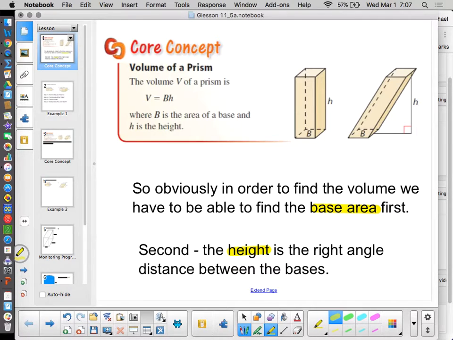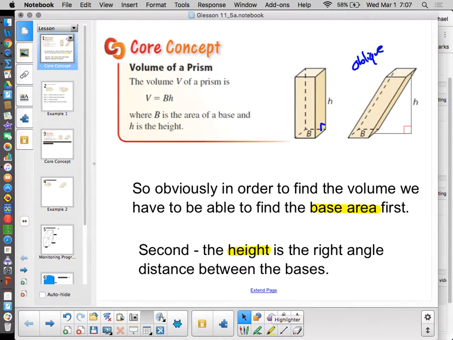Now, it doesn't matter, as they're showing here, if the prism itself is a right prism, which means that this is a right angle here between the base and the height, and it's perfectly vertical up, or if it's what we call an oblique prism, meaning it's slanted somehow. It really doesn't matter. The base area is still the base area. The height is still the distance between the bases. It's just that we have to measure the height sometimes on the outside to get that. It's a right angle distance. So those are two things we need to find the volume.